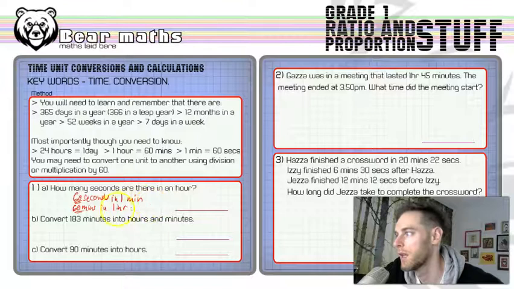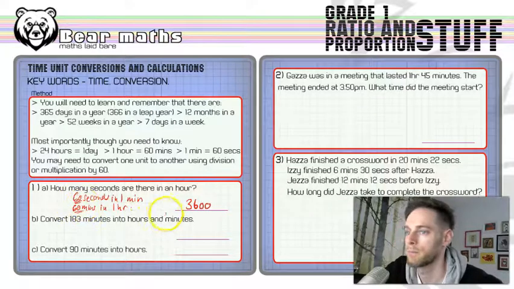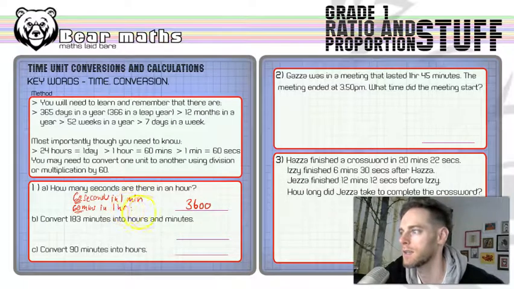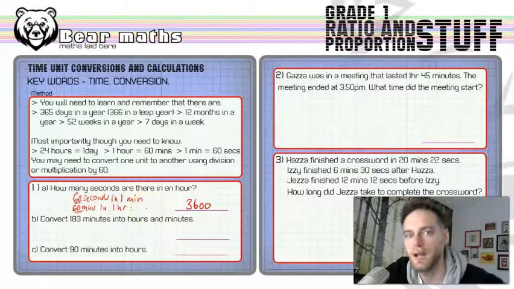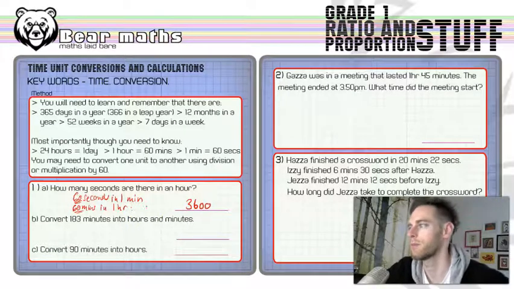All right, 6 times 6 is 36, and then put the 2 zeros on the end. So we needed to use that understanding there. There are lots of seconds in a minute. There are even more in an hour. All right, hopefully that makes sense to you.